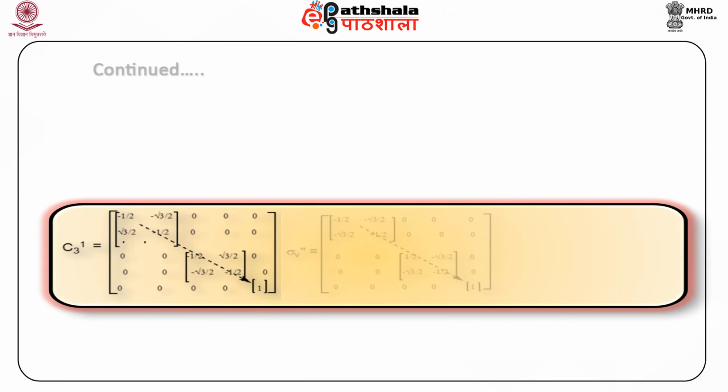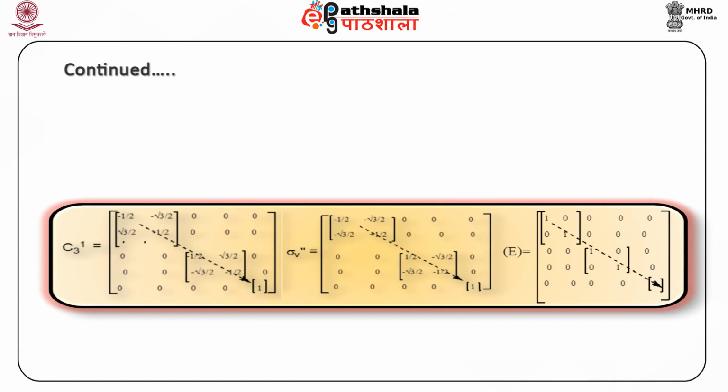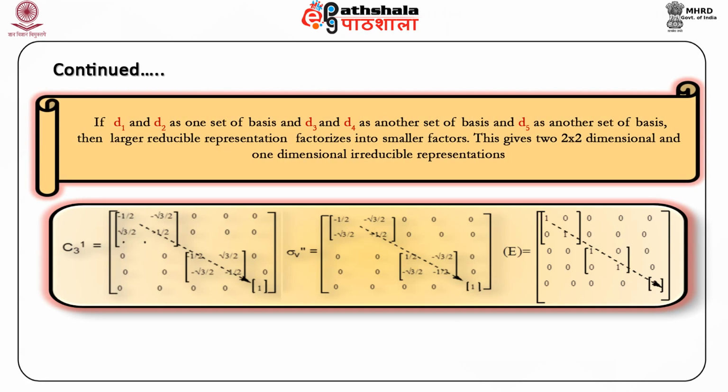All these higher dimensional reducible representations can be reduced to lower dimensional representations by taking different sets of basis functions, that is, by similarity transformations. If we take d1 and d2 as one set of bases, d3 and d4 as another set of bases, and d5 as another set of bases, then it is possible to factorize the larger reducible representation into smaller factors. This gives two 2 by 2 dimensional and one 1 dimensional reducible representations. Some of the factorized matrices can be written as given.